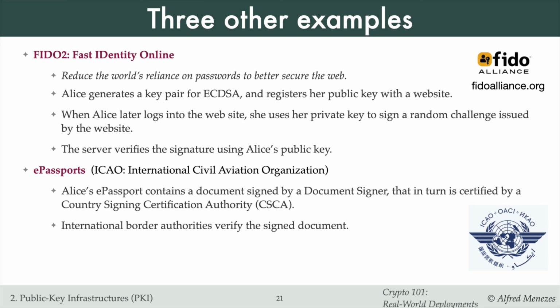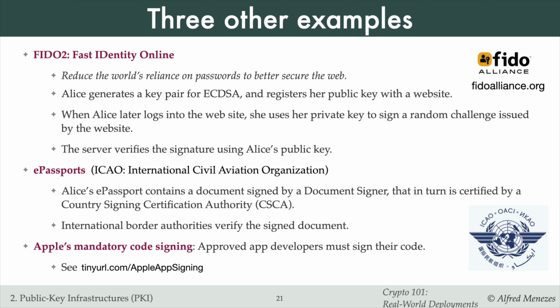The second example is ePassports as designed by the International Civil Aviation Organization, ICAO. Alice's biographical information is digitally signed by an accredited document signer from the country that issued her passport. The signed data is embedded in a chip within her ePassport. When Alice arrives at a border checkpoint, the immigration authorities verify the signed document using the document signer's public key. For this verification to be reliable, the immigration authority must possess an authentic copy of the signer's public key.